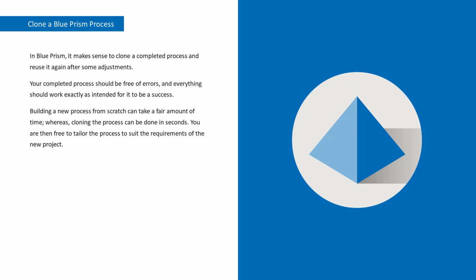In Blue Prism, it makes sense to clone a completed process and reuse it again after some adjustments. Your completed process should be free of errors and everything should work exactly as intended for it to be a success. Building a new process from scratch can take a fair amount of time, whereas cloning the process can be done in seconds. You are then free to tailor the process to suit the requirements of the new project. Let's take a closer look at how you can clone a Blue Prism process.